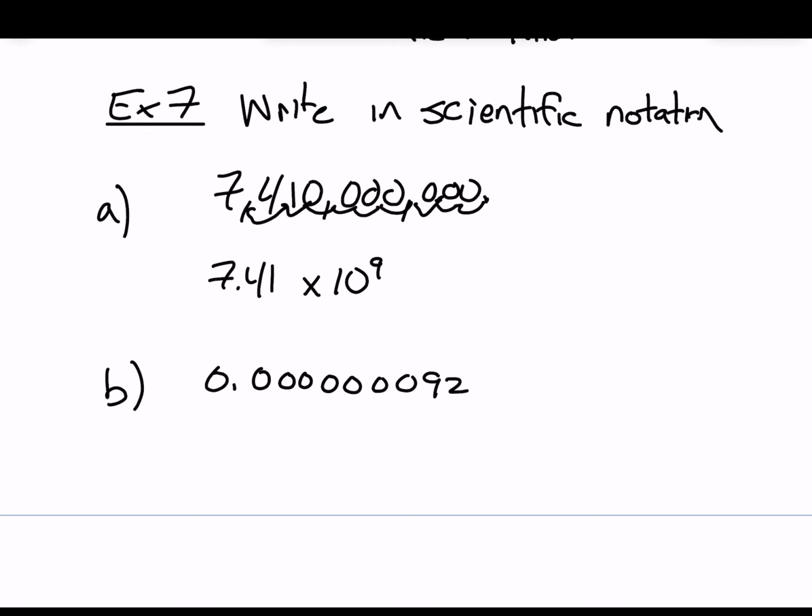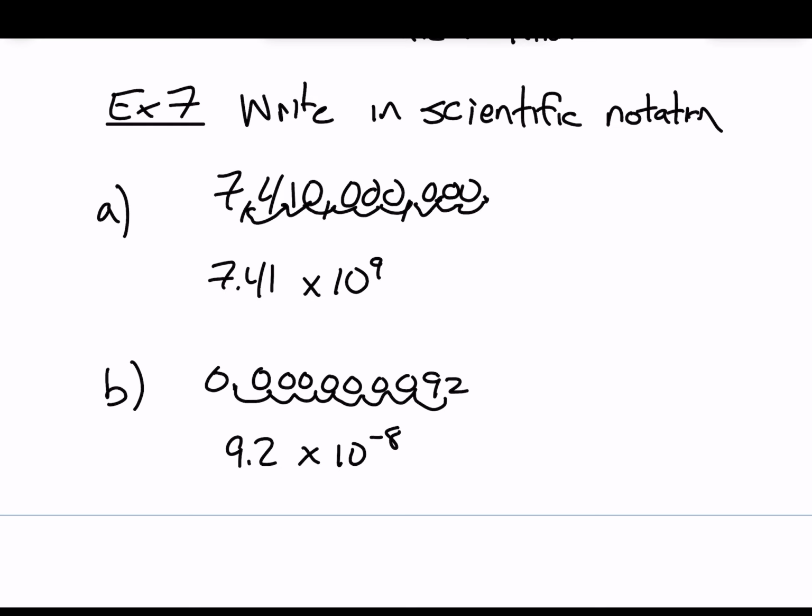So again, we want to move the decimal in such a way as there is one digit to the left of the decimal. So in this case, it's a small number and we'll need to move to the right. So we'll move 1, 2, 3, 4, 5, 6, 7, 8 times. So we have 9.2 times 10, and in this case we'll have a negative exponent, negative 8.